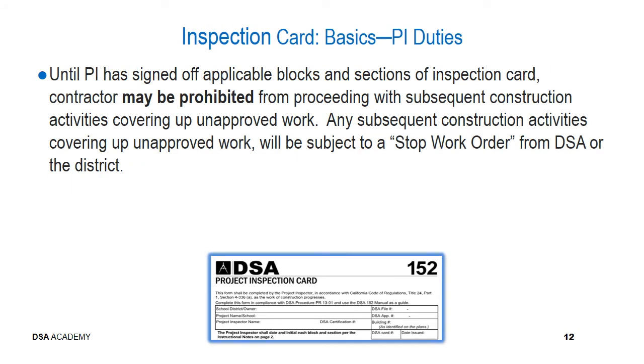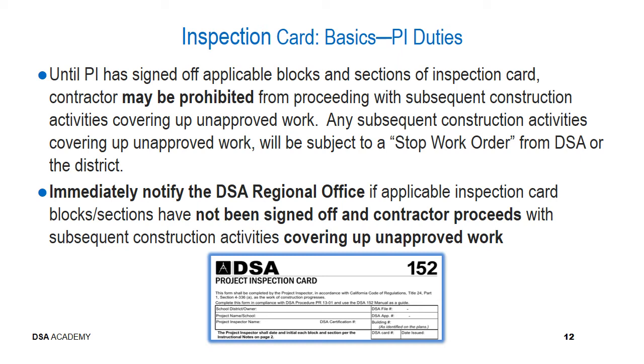Until the project inspector has signed off the applicable blocks and sections of the inspection card, the contractor may be prohibited from proceeding with subsequent construction activities that would be covering up unapproved work. Any subsequent construction activities covering up unapproved work will be subject to a stop work order from DSA or the district.